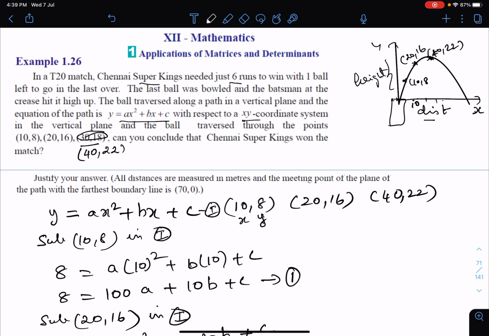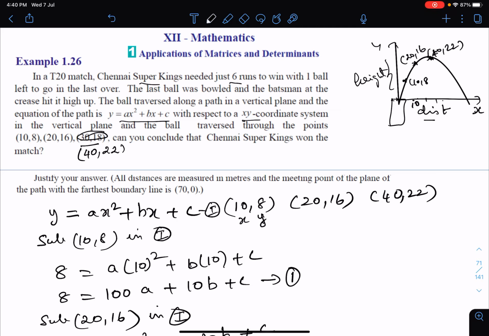In a T20 match, Chennai Super Kings needed just 6 runs to win with one ball left to go in the last over. The last ball was bowled and the batsman at the crease hit it high up. The ball traversed along a path in a vertical plane, and the equation of the path is given as a quadratic equation with respect to the xy coordinate system in the vertical plane. The ball traversed through three given points. So, can you conclude that the Chennai Super Kings won the match? That is, whether the distance travelled is 6.